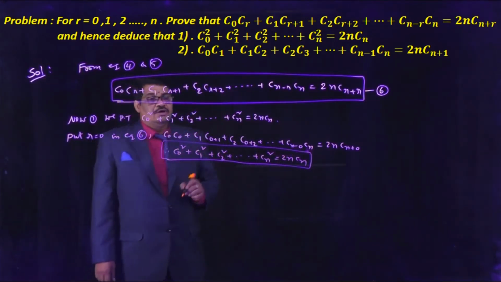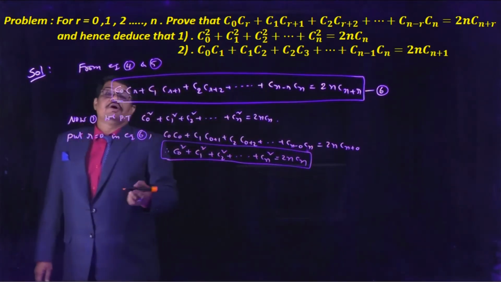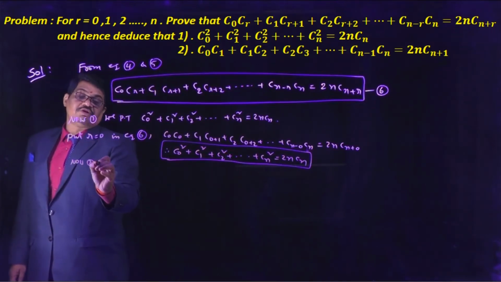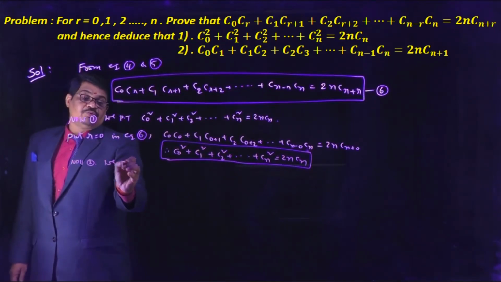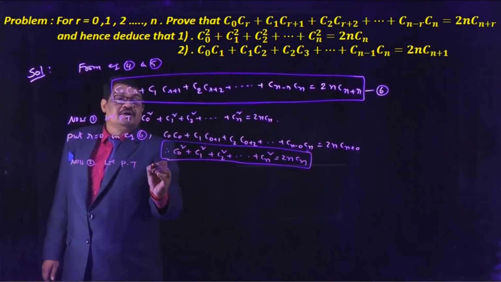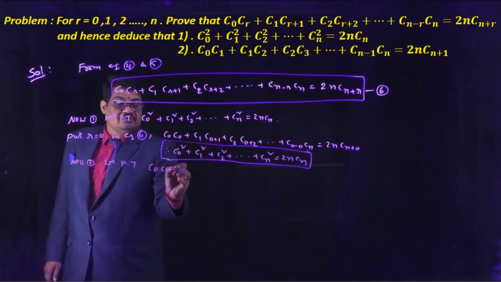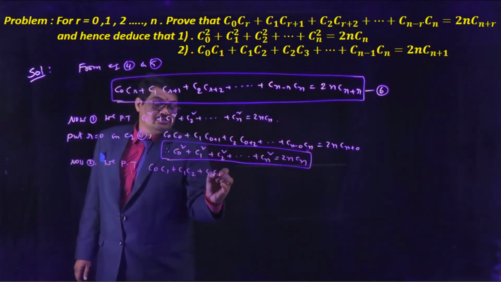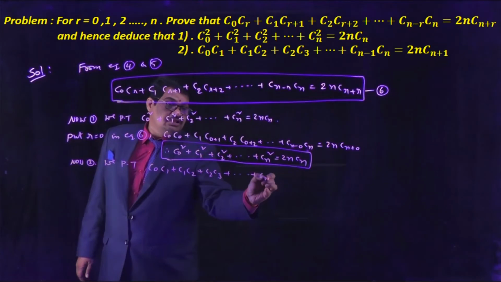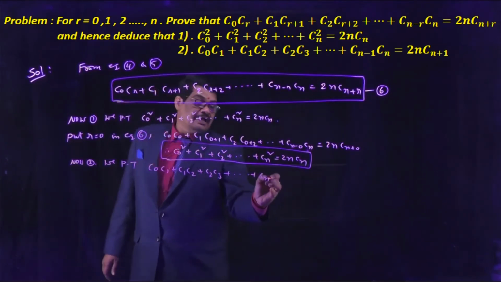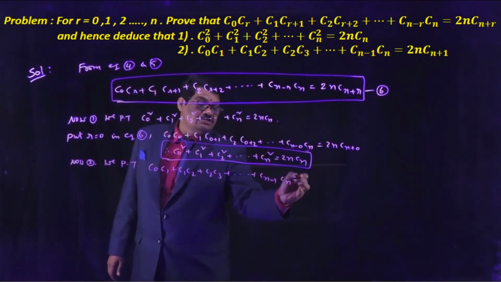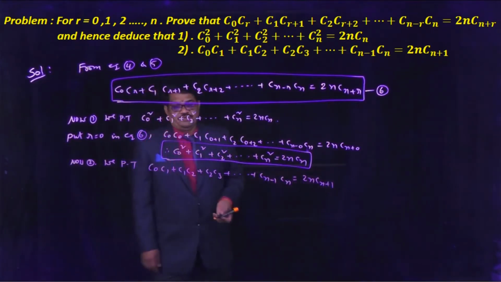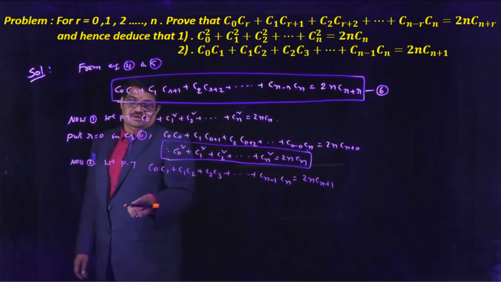Okay, now we are proving the second one. What is the second result we are proving here? C0 C1 plus C1 C2 plus C2 C3 and so on, plus Cn-1 into Cn is equal to 2nCn+1. That is the result we are proving. That is the second one.